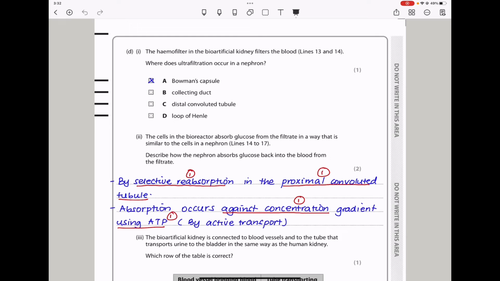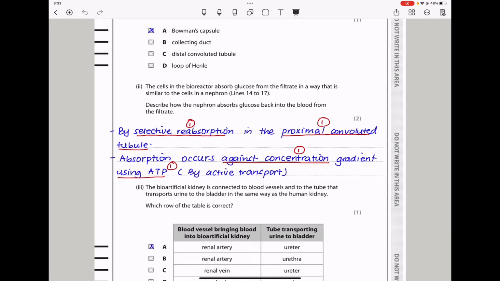The hemofilter in the bioartificial kidney filters the blood. This is line 13 and 14. They say, where does ultrafiltration occur in the nephron? It occurs in the Bowman's capsule, so A should be our answer here. The cells in the bioreactor absorb glucose from the filtrate in a way that is similar to the cells in a nephron. This is line 14 to 17. Describe how the nephron absorbs glucose back into the blood from the filtrate. This reabsorption is selective reabsorption, and it occurs in the proximal convoluted tubule.